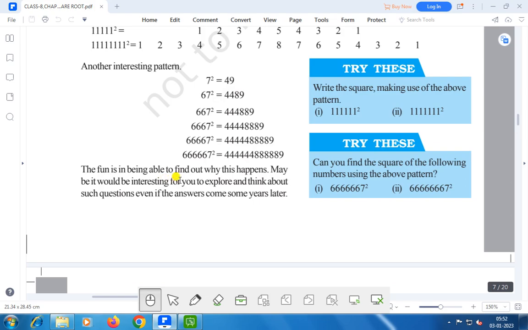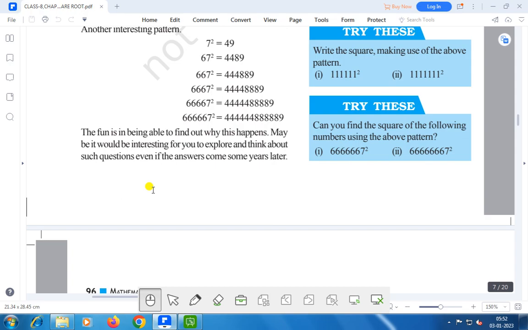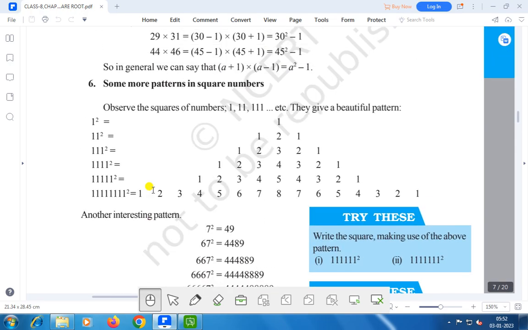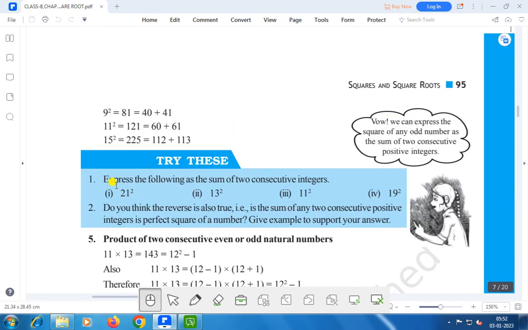The fun is being able to find out why this happens. Maybe it would be interesting for you to explore and think about such questions even if the answers come out some years later. Now you have got different patterns also. You have to remember all these properties of squared numbers.